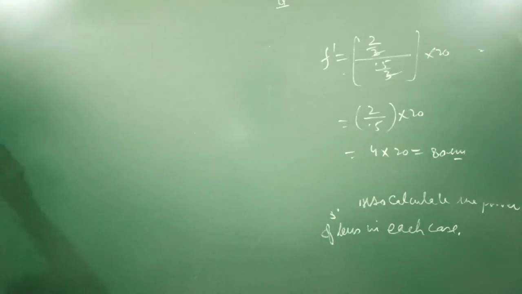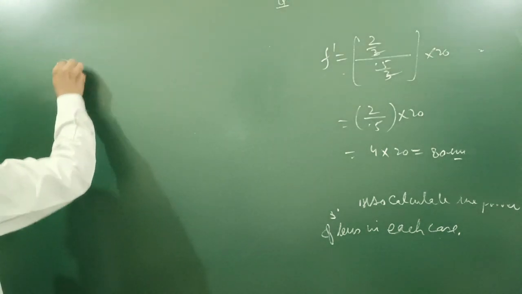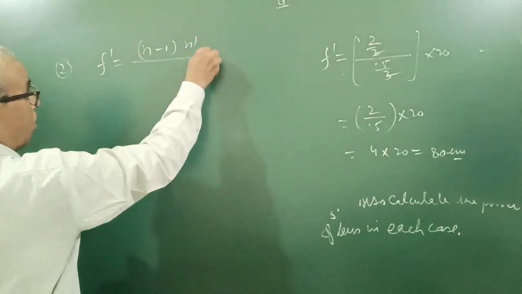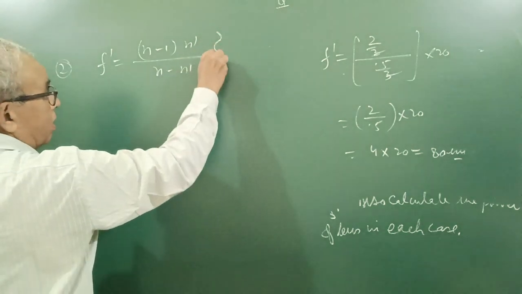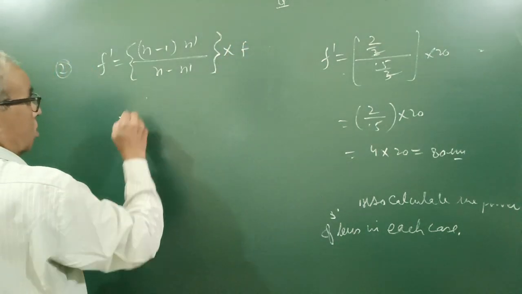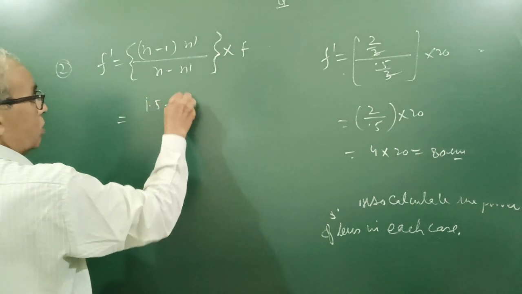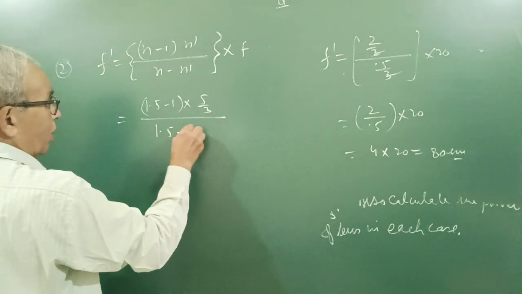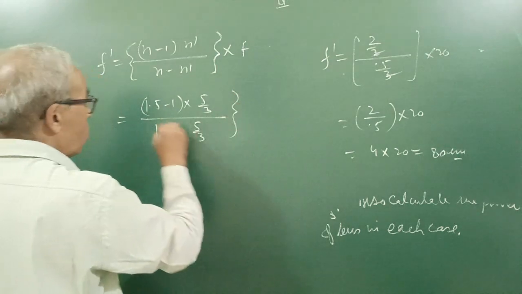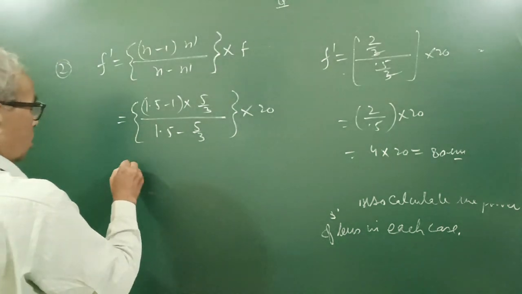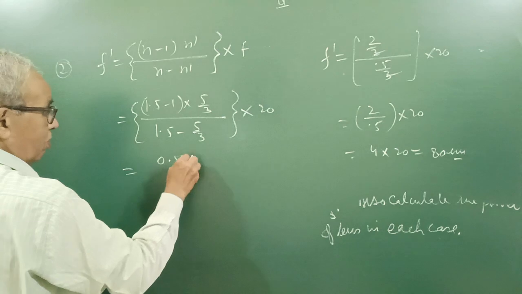Nature does not change. Now second part, in liquid, again f dash equal to n minus 1 into n dash upon n minus n dash into f. Again 3 by 2 means 1.5 minus 1 into 5 by 3 upon 1.5 minus 5 by 3 into 20. That is 0.5 into 5 upon 3.